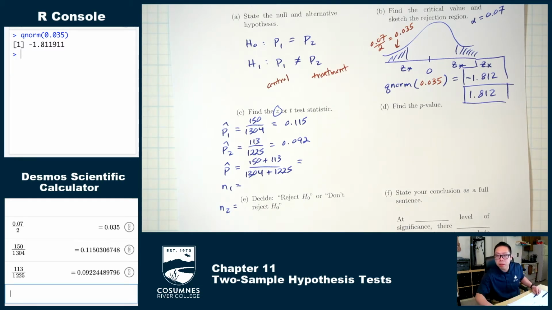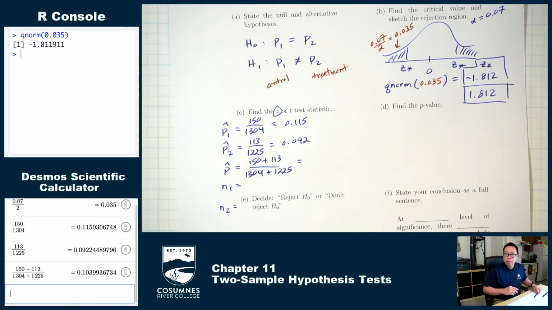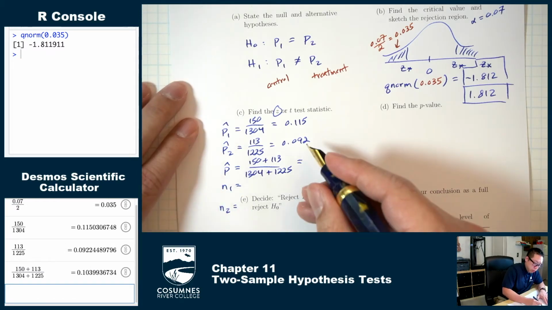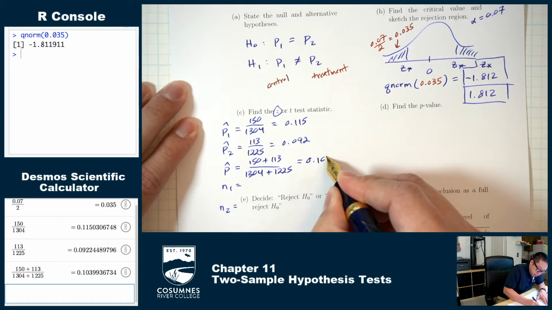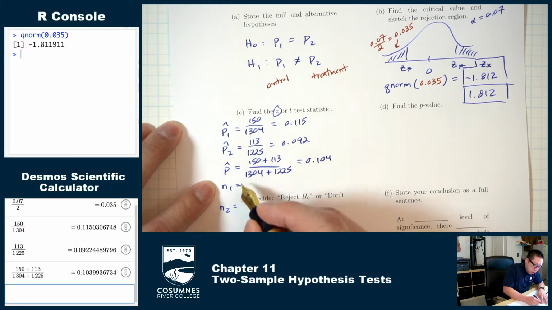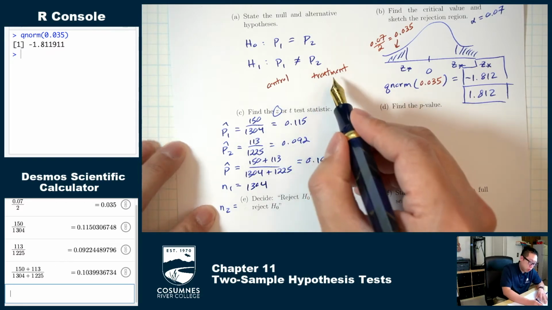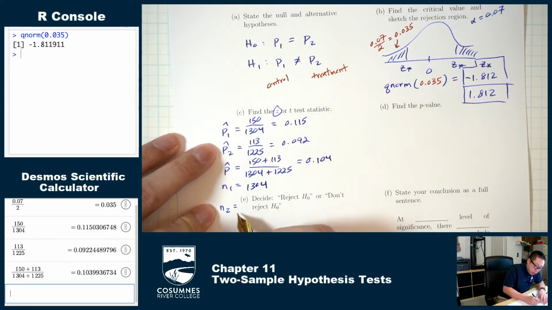All right, so in Desmos, up top, 150 plus 113. On the bottom, 1304 plus 1225. 0.104. That's rounded to 3 decimal places. And n1 is the total number of people, sample size for our first group, which is the control group. That should be the bottom of the first fraction. That's 1304. And n2, sample size for the second group, the treatment group. That should be the bottom of the second fraction. That's 1225.